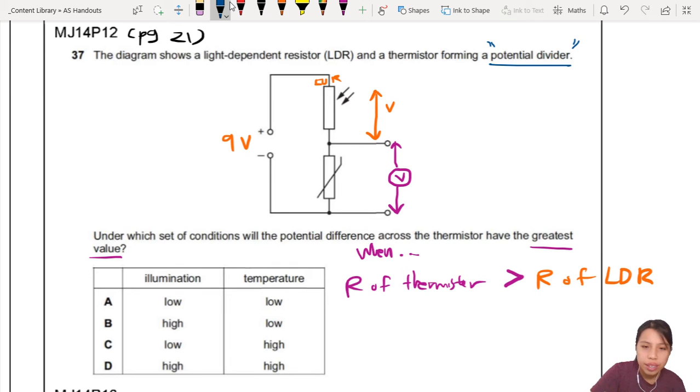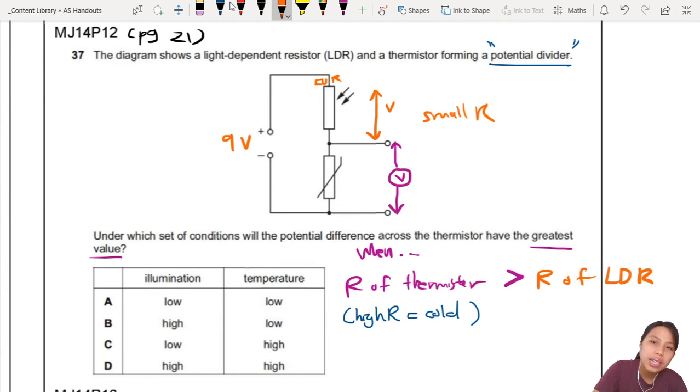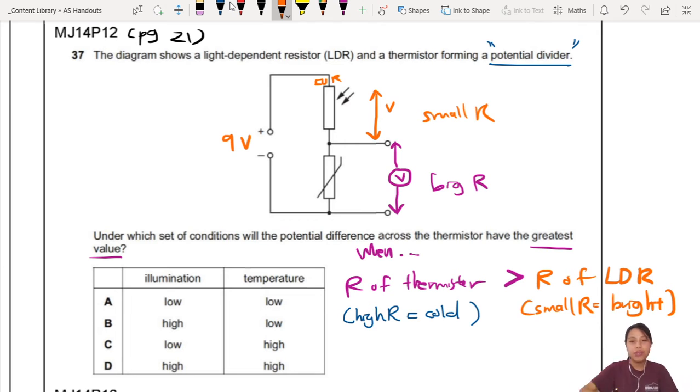Think of it. Remember, high R means cold. Very cold, then the resistance of this one will be very high. Then the LDR, when is the resistance very small? Because this one has to be small r, and this one has to be a big R. When is the LDR very small? Then you have to think of light. So small r occurs when it's very bright, or your illumination or light intensity is very high.